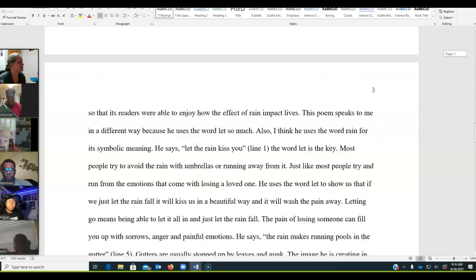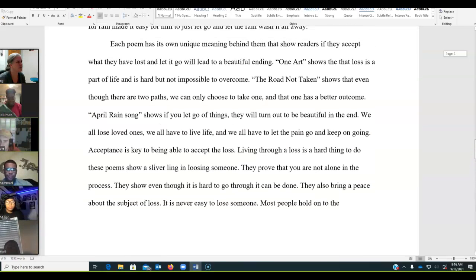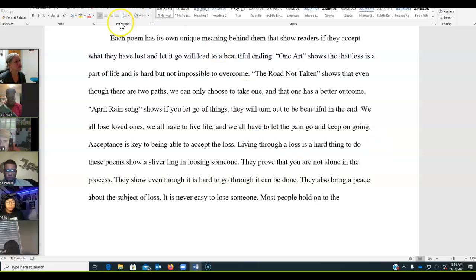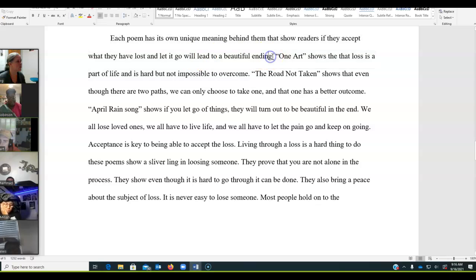Okay. Let's take a look at the concluding paragraph. All right, so this starts by summarizing how all the poems work together, which is a really important step to take. You want to take a step back and say, all 3 of these poems do this. Each poem has its own unique meaning behind them that shows the readers if they accept what they have lost and let it go, it will lead to a beautiful ending.